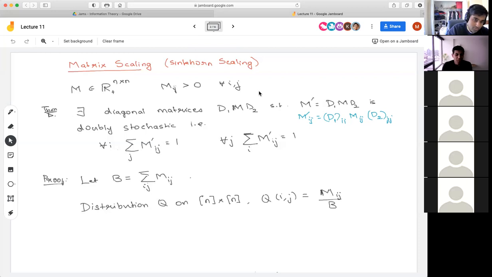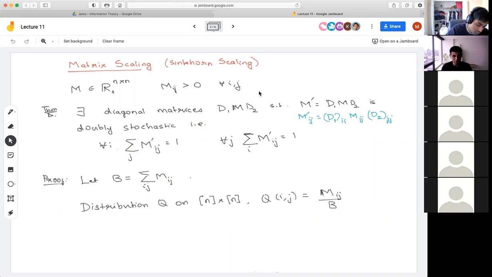And Sinkhorn's proof of this is an example of what is called alternate minimization. If you just had to change all the row sums to 1, then you just multiply each row by a constant, the reciprocal of the current row sum, and then the row sums will become 1. If you just wanted the column sums to be 1, you just multiply every column. And Sinkhorn's algorithm is that if you keep iteratively doing this, you actually get a matrix where both row and column sums become 1.